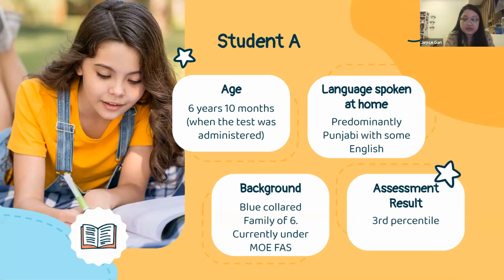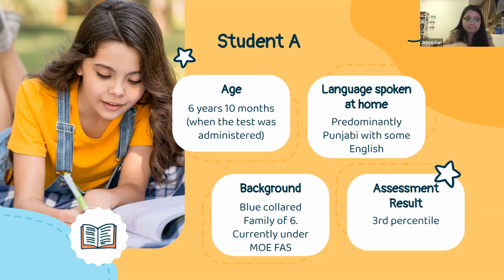So we have student A, who was 6 years, 10 months when the test was administered. The language spoken at home is predominantly Punjabi with some English. Student A came from a blue-collar family of 6 and currently under MOE FAS, the Financial Assistance Scheme. Student A, through the assessment, tested to be at the 3rd percentile amongst her same-age American peers.